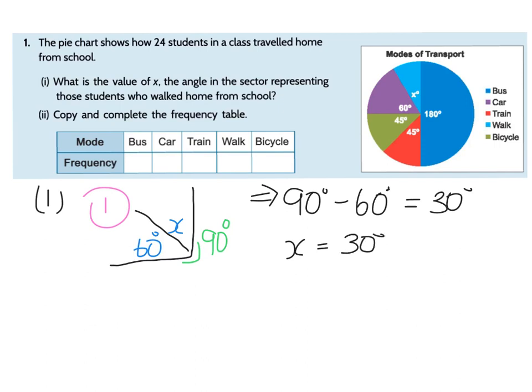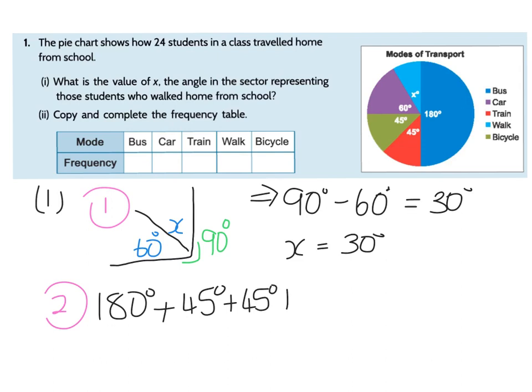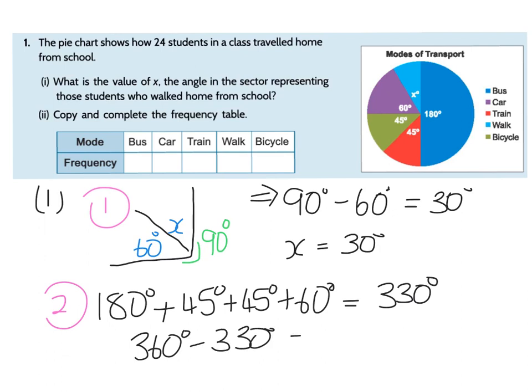The second way we can find this out is by simply taking 180, adding it to 45, adding it to the other angle 45, and adding it to 60. And that will give me 330 degrees. And then I take 360 and I subtract 330, and that leaves me with 30 degrees. Each way is perfectly fine. One might save you time, the other might be that little bit more time consuming.